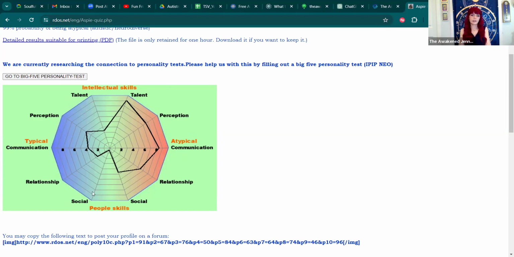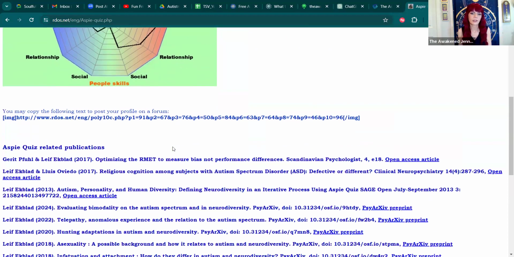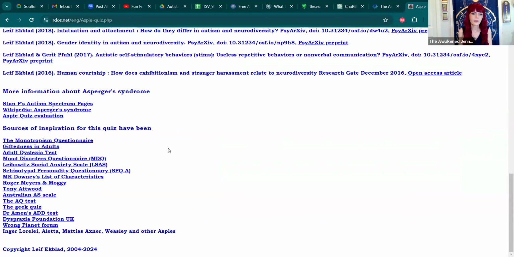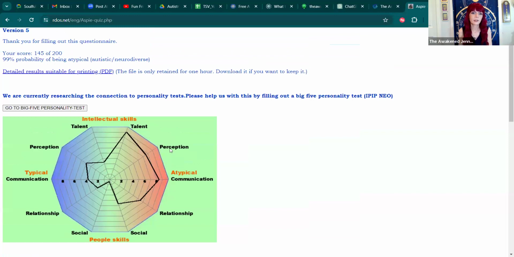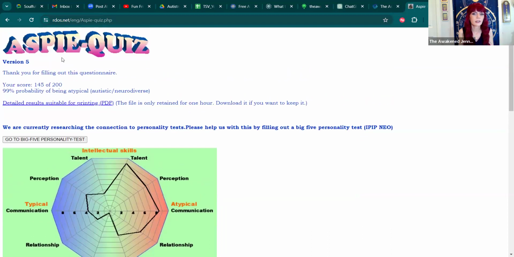And then if you look, neurotypical social, I have none. The neurotypical communication is low. I'm just low on all of those sides. But where is it showing my two scores? So your score of 145 and 200.